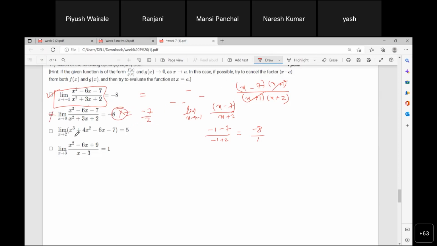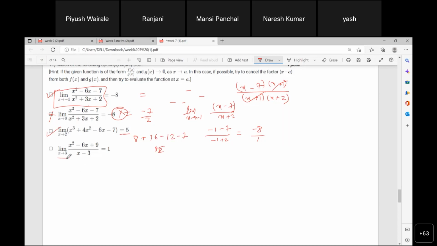Let us check for this. You can simply put the values, that is 8 plus 4, 16 minus 12 minus 7. It will be 12 minus 7, that is 5, that is correct. This one is correct, right?